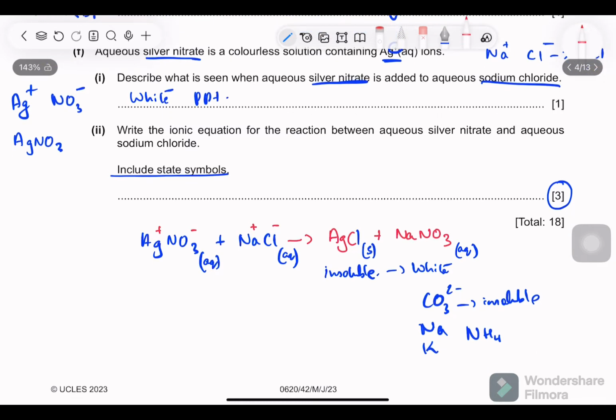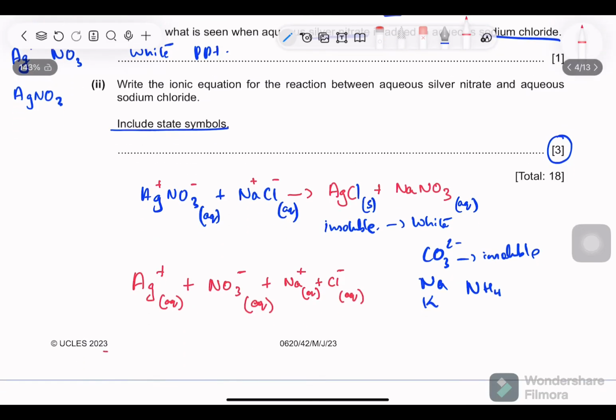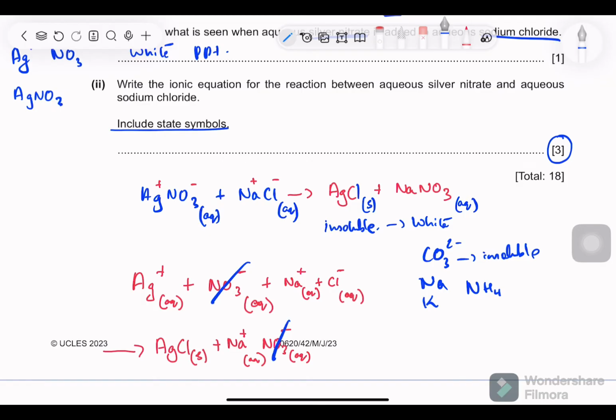I am doing this in baby steps so you can understand. Otherwise, it is just a 2-minute work. So Ag plus aqueous, all aqueous ions separate, NO3 minus aqueous. We will do the balancing at the end. Plus Na plus aqueous plus Cl minus aqueous. This will give you AgCl, which will not separate as it is solid, plus Na plus and NO3 minus, both aqueous, so they will separate. Now the aqueous ions on both sides will be cancelled, having the same charge and of course the same element. So nitrate over here can be cancelled.